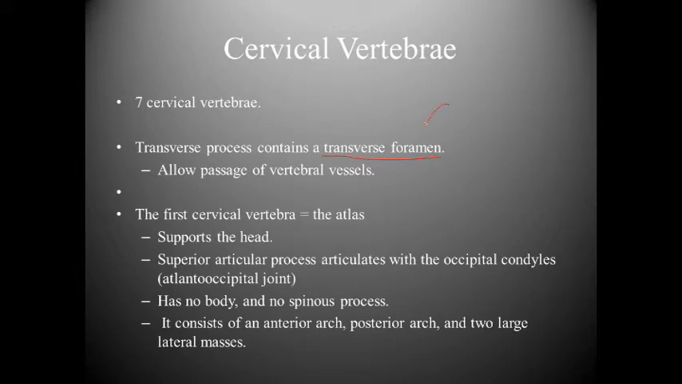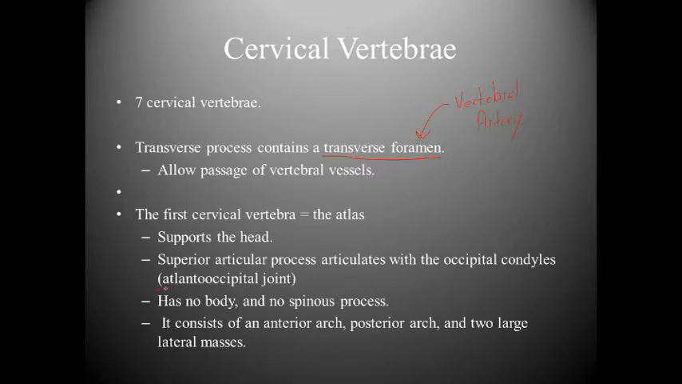As we saw in our previous lecture, things like the vertebral artery run through this foramen. And the first cervical vertebrae is called the atlas. The atlas comes from the mythology of Atlas, the man who supported the world. And as we see, the atlas supports the head. It has a superior articular process which articulates with the occipital condyles of the skull. And this forms the atlanto-occipital joint.